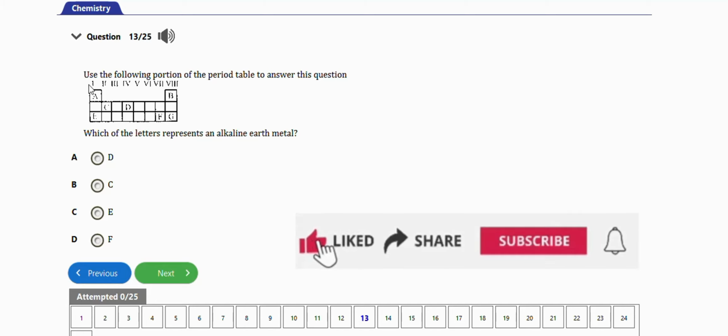This question says use the following portion of the periodic table to answer this question.